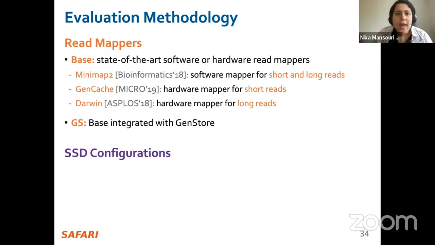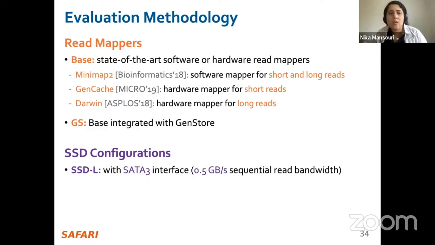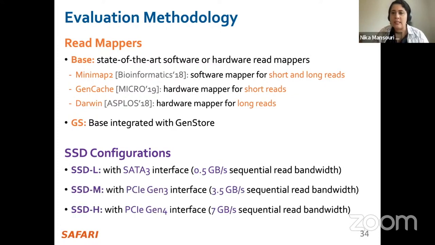We also evaluate these mappers and systems with various SSD configurations. So a low-end SSD, a medium-end SSD, and a high-end SSD. You might ask, why do we not only consider high-end SSDs? Why do we consider a low-end SATA SSD while we can have many different generations of PCIe SSDs?